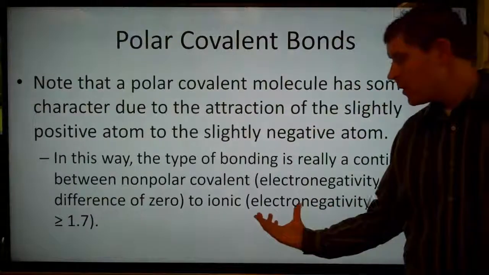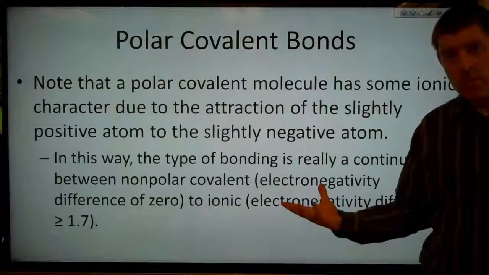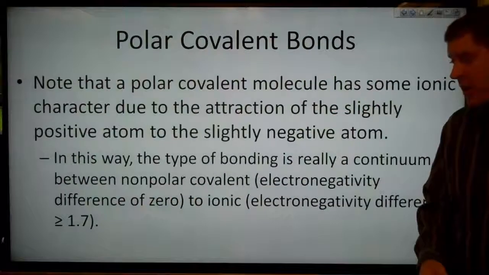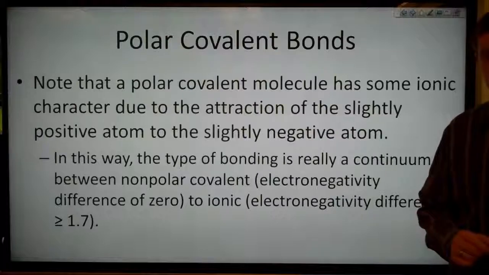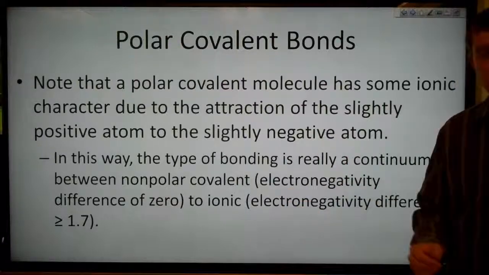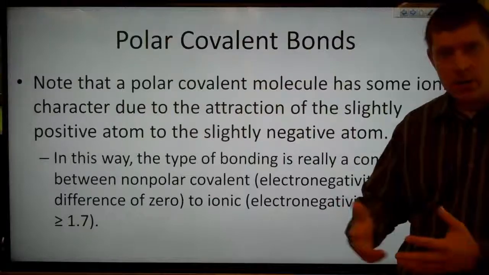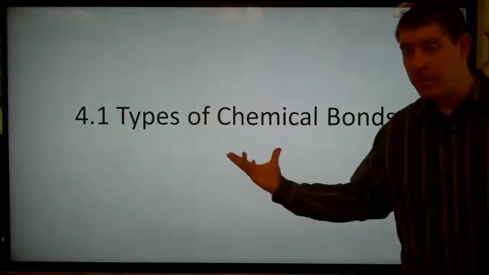And so with an electronegativity difference of 0, we have a totally nonpolar covalent bond. Up until an electronegativity difference of about 1.7, it's a polar covalent bond. Once we get over an electronegativity difference of around 1.7, now it's really an ionic bond. The character of the bond really is ionic. So that was types of chemical bonds.